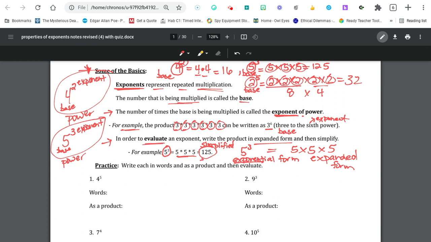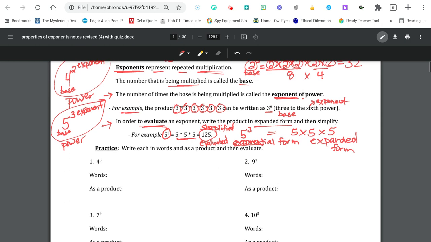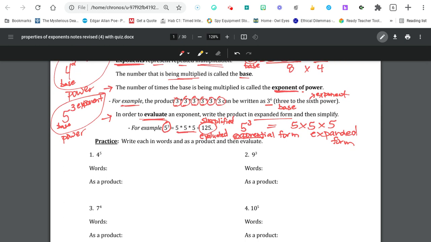Or I can say when I evaluated 5 cubed, I got an answer of 125. So if you ever hear me say evaluate, give me the simplified answer, okay? Basically, they're the same thing. Evaluate means to simplify. Give me an answer. All right, so what we're going to practice, guys, is writing these things out in words and then writing them out in expanded form, as a product.